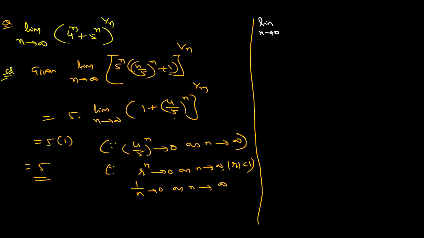Limit x tends to 0, 1 plus ax plus bx square, whole power 2 by x, is equal to e power 3. Find a and b.